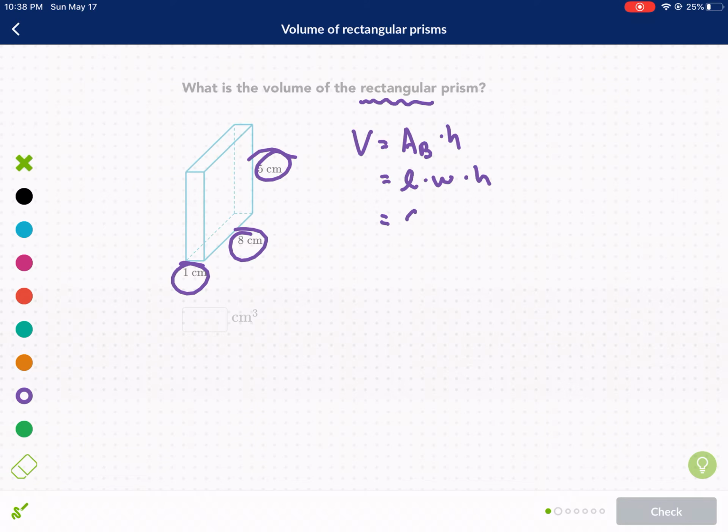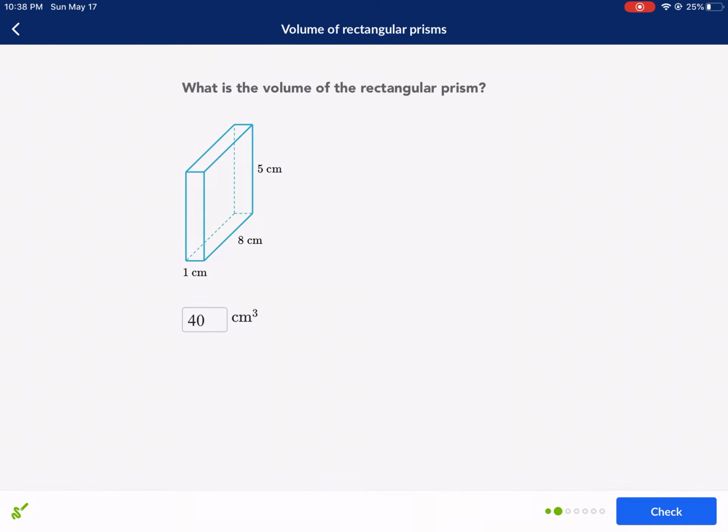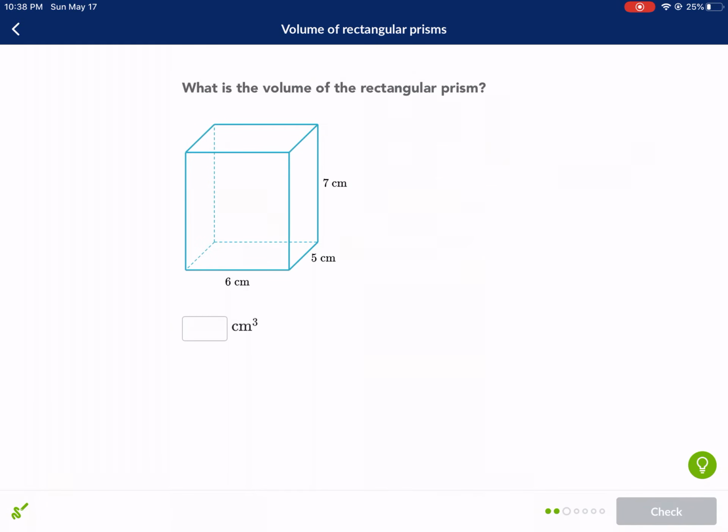We're going to multiply 8 times 1 times 5. For any rectangular prism, you're always going to multiply the three dimensions. So we could call this our length, we could call this our width, and we could call that our height. Always, always, always just multiply the three and we get our answer. So this one is going to be 40 again. 8 times 1 times 5 is 40. 40 centimeters cubed. It's the same rectangular prism.